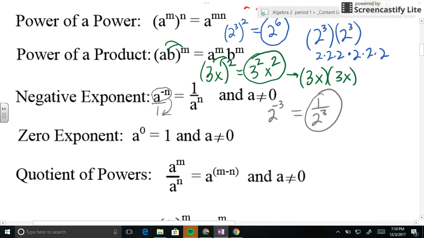The zero exponent rule, that's telling us that anything raised to the 0 power is always 1. So if I have 4xy in parentheses and I raise it to the 0 power, no matter what I put raised to the 0 power, that answer is always 1.